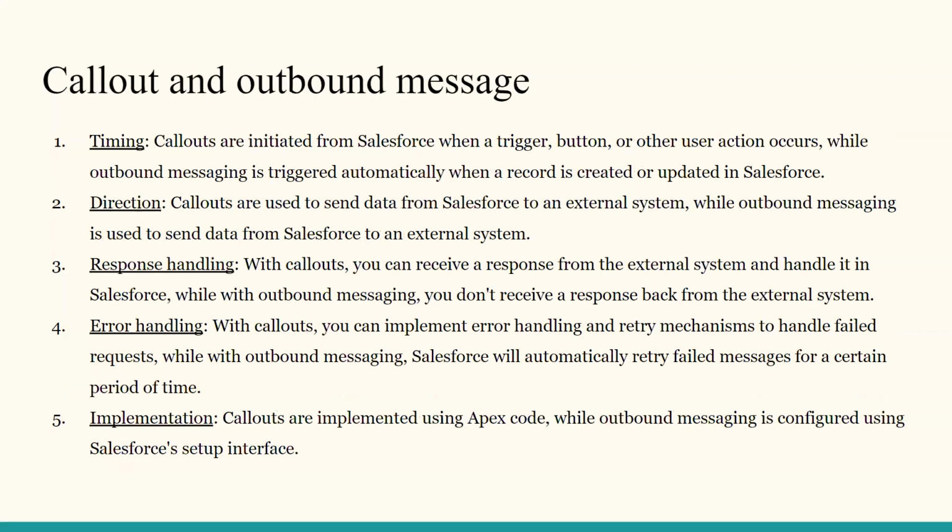Next question will be callouts and outbound messages. What we need to focus on is timing. Callouts are initiated from Salesforce when a trigger, button, or other action occurs, while outbound messaging is triggered automatically when a record is created or updated in Salesforce. Then the direction. Callouts are used to send data from Salesforce to external systems, while outbound messaging is used to send data from Salesforce to external systems.